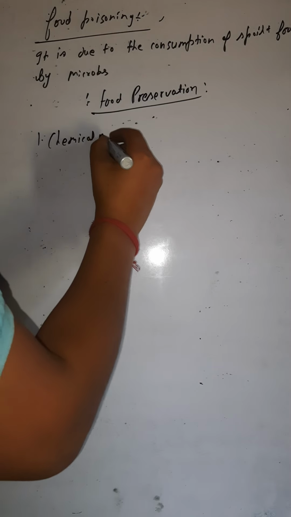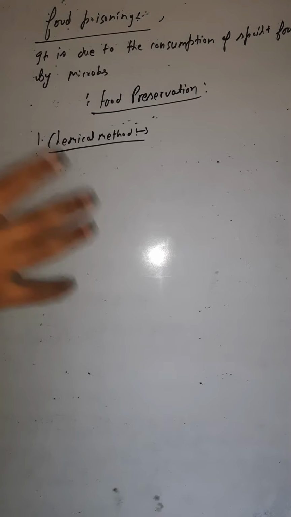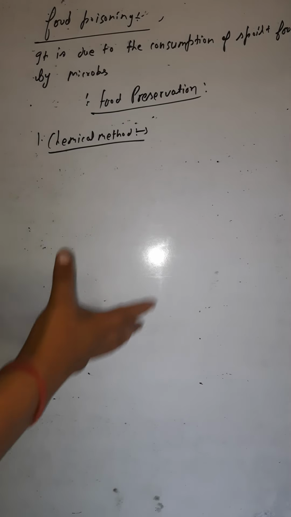Chemical method. Certain chemicals are used, which are edible chemicals. Those chemicals which are authorized by the FSSAI organization are the edible chemicals. These edible chemicals are used to protect the food. Certain chemicals are there, like sodium benzoate and sodium metabisulfite. These are some chemical preservatives, used to preserve jam and squashes.